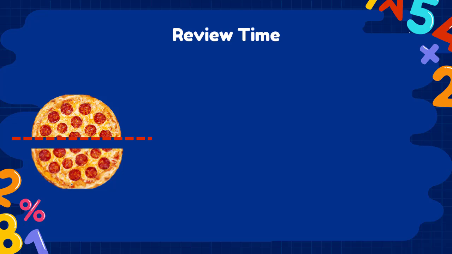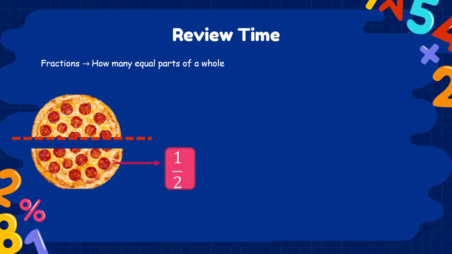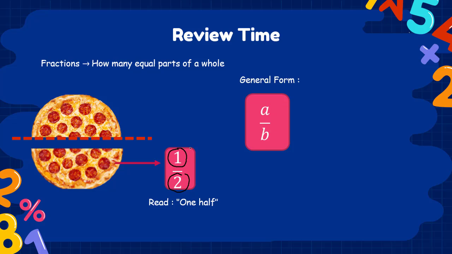So this is called a fraction. A fraction has a definition: how many equal parts of a whole. And this part is called 1 out of 2, or 1/2. So it means I only take one slice of pizza from the whole pizza, which is 2 slices of pizza. And we can read it 1/2 or 1 out of 2.